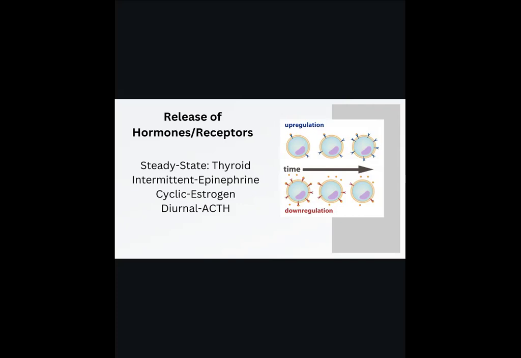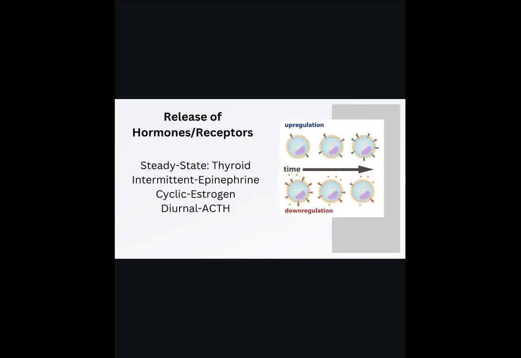It's constantly releasing a little bit, or at least it should, of thyroid hormones so that you're able to use the energy that your body has. And then intermittent would be something like epinephrine. So a bear comes to attack you, epinephrine spikes your blood pressure, and that would be an intermittent response. So it's not a constant thing, it's in response to some stimuli.